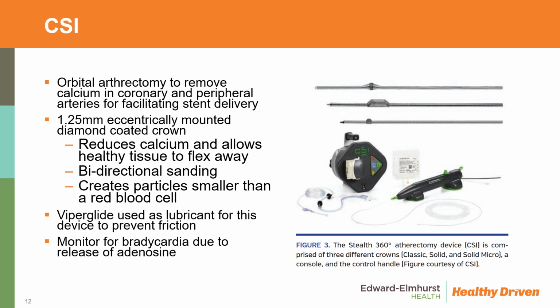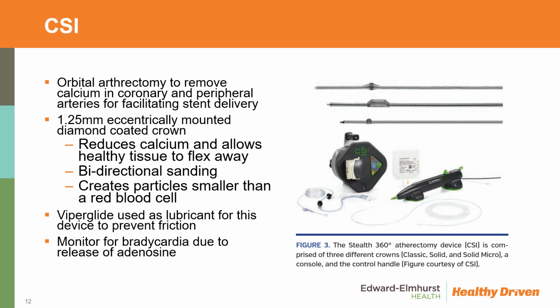CSI is another kind of drilling tool that we have, but instead of a rotational atherectomy, this is an orbital atherectomy. So it will remove calcium in coronary and peripheral arteries for facilitating stent delivery. It's a 1.25 millimeter, not centimeter, eccentrically mounted diamond-coated crown. It reduces calcium and allows healthy tissue to flex away. It has bidirectional sanding and creates particles smaller than a red blood cell.